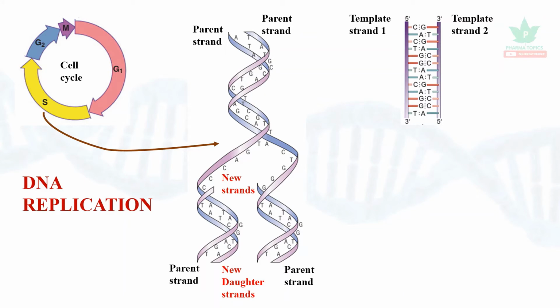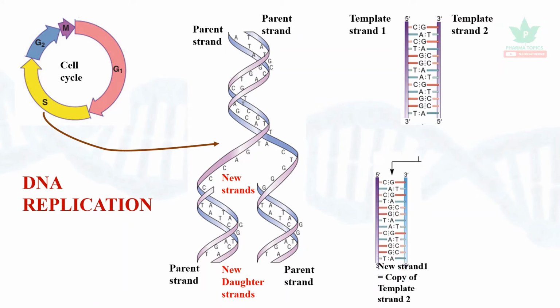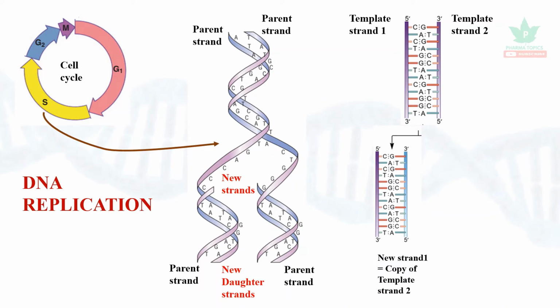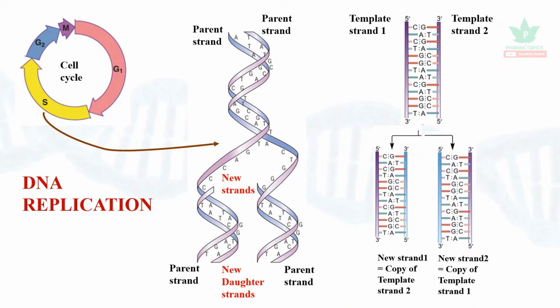There are two DNA strands, and each strand takes a copy of itself, and that is known as DNA replication. So the violet line is the template DNA strand or the parent DNA strand, and the blue line indicates the new strand.